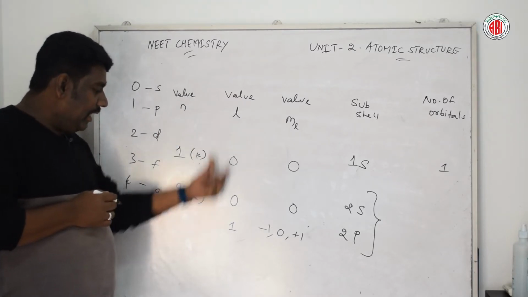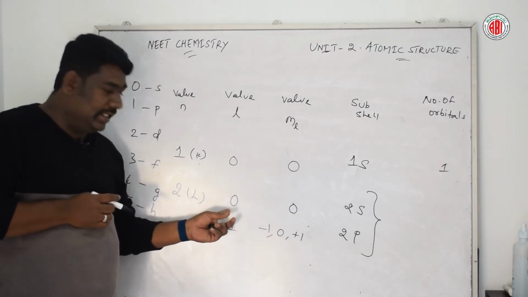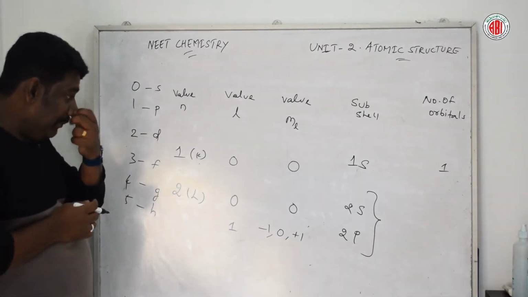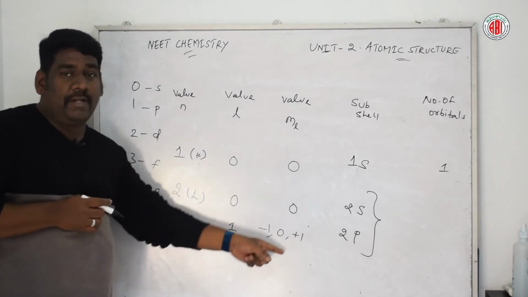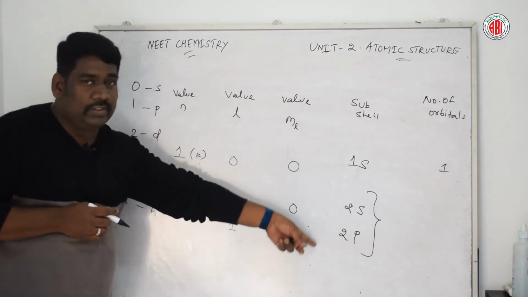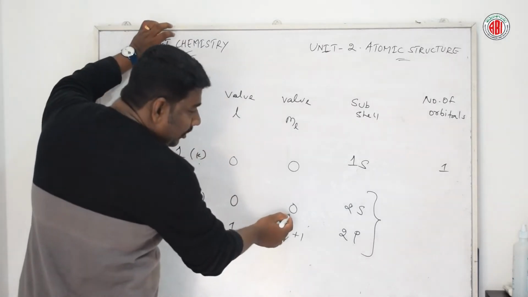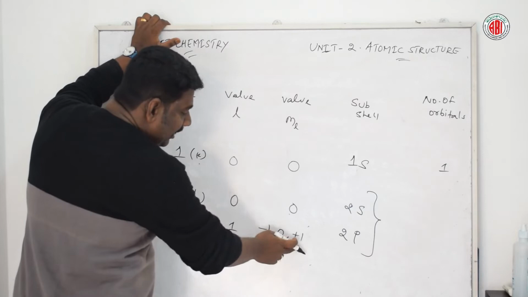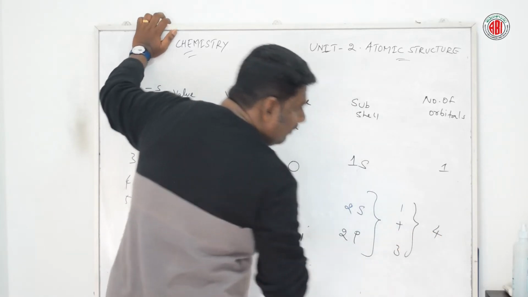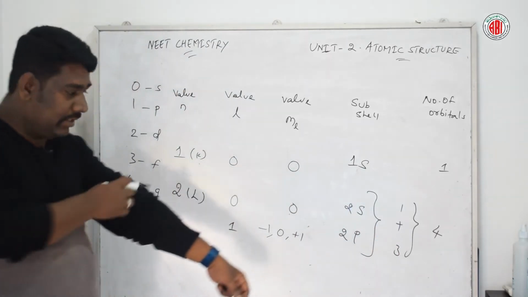The principal quantum number n equal to 2 has the l values 0 and 1, and the ml value 0 stands for l equal to 0, and -1, 0, +1 stands for l equal to 1. How many subshells are present? There are 2 subshells present. Talking about the number of orbitals, 0 gives 1 orbital and here 3 orbitals are there, so 1 plus 3 equals 4. 4 orbitals are present.